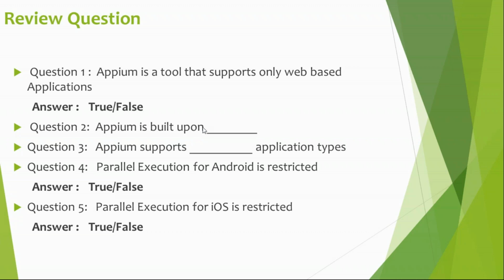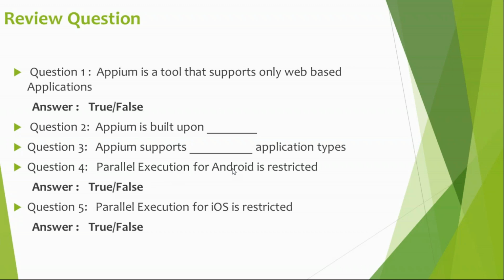APM is developed with Node.js. That's fine. APM is developed with Node.js, but the APM architecture was built on top of Selenium WebDriver itself. So Node.js is the language which is used to develop the APM tool. APM supports how many types of applications? Three. Okay.